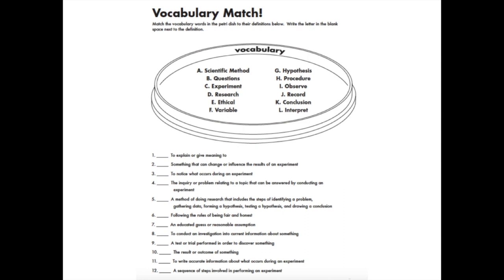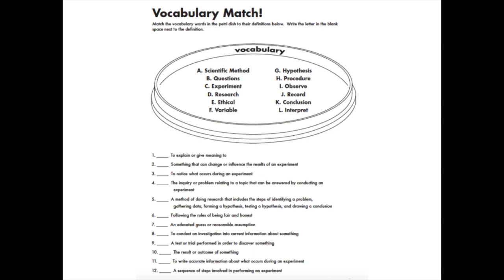Now here's a little bit more of a review. I'm probably going to take some of these questions and you can actually get some of these from the actual notes at the beginning. So let's go through number 1, to explain or giving a meaning to. This would be L, interpret. If I interpret the data, I'm going to try and explain, give the data meaning.